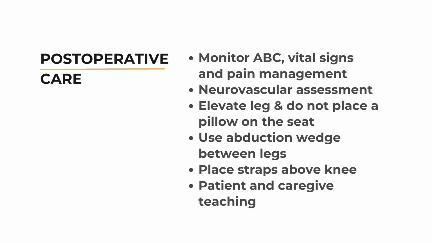Elevate their leg to decrease edema, and don't put pillows on the seat, as this can cause internal rotation or force the hip to rotate inward. Use an abduction wedge between the legs to maintain proper hip positioning. Place straps above the knee to prevent pressure on the peroneal nerve at the lateral tibial tubercle. And of course, educate the patient and family members to look for signs and symptoms of infection and bleeding, and how to manage pain at home.